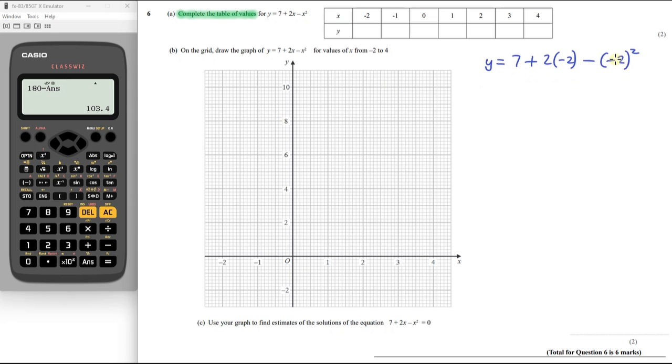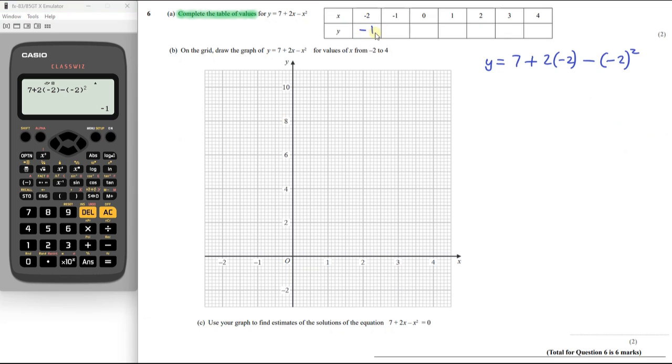So I'm going to put this into a calculator. So we've got 7 plus 2 and then in brackets times -2, close brackets, and then subtract, and then we open our brackets again, put -2 in, not -1, -2, close brackets, and we're squaring that. Press equals, and we get -1 for our answer.